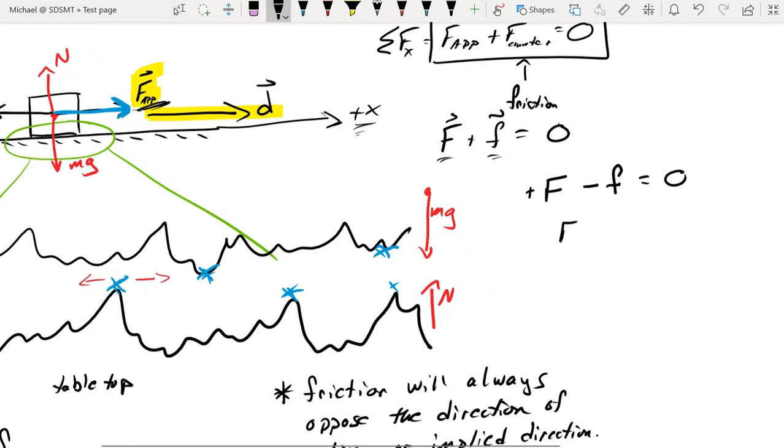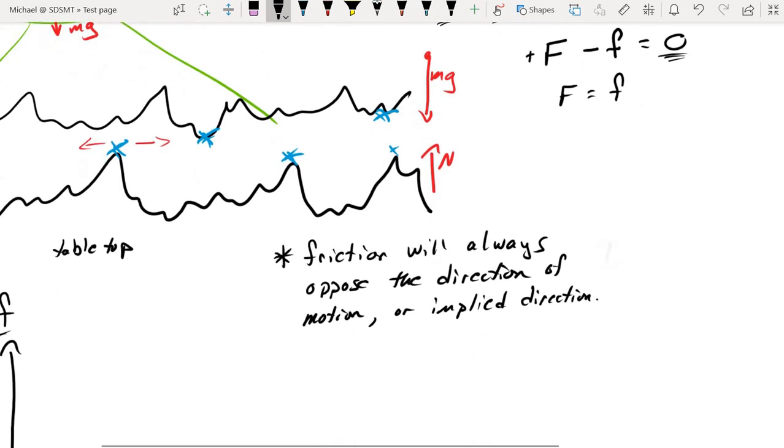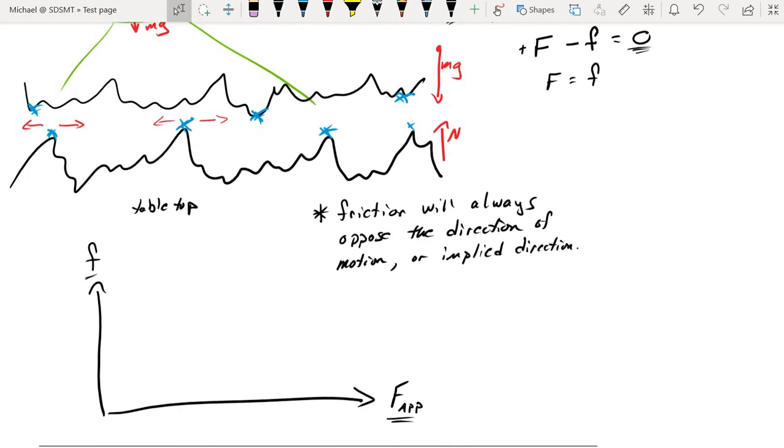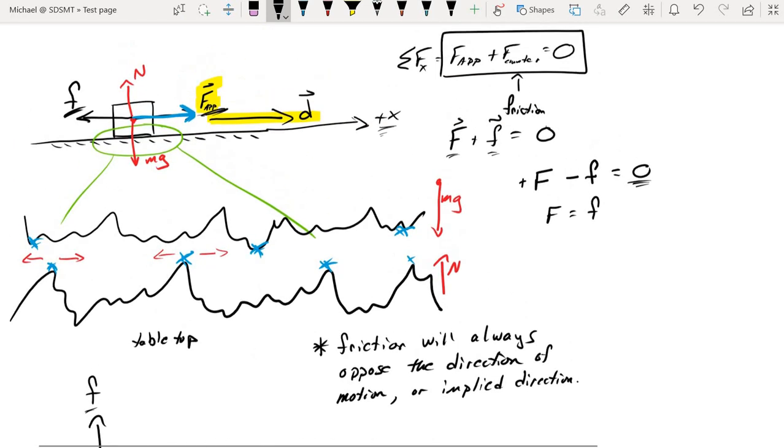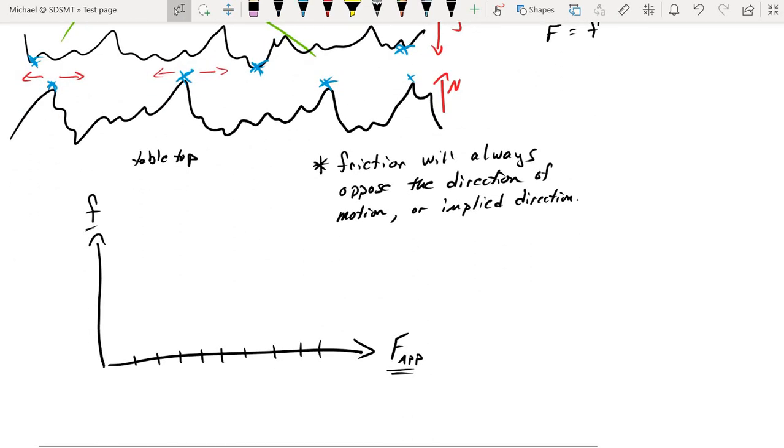And so this tells me that at any time the applied force has to be equal and opposite to the friction force if there is no motion, if there is no acceleration. Well, that makes for a pretty straightforward graph. If I continuously increase the applied force more and more and more, and the block doesn't move, then that means that I have to have an equal and opposite friction force to go with it.